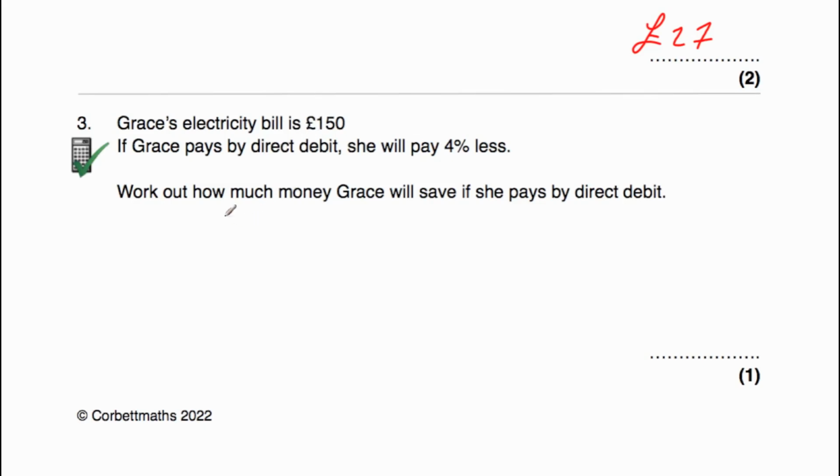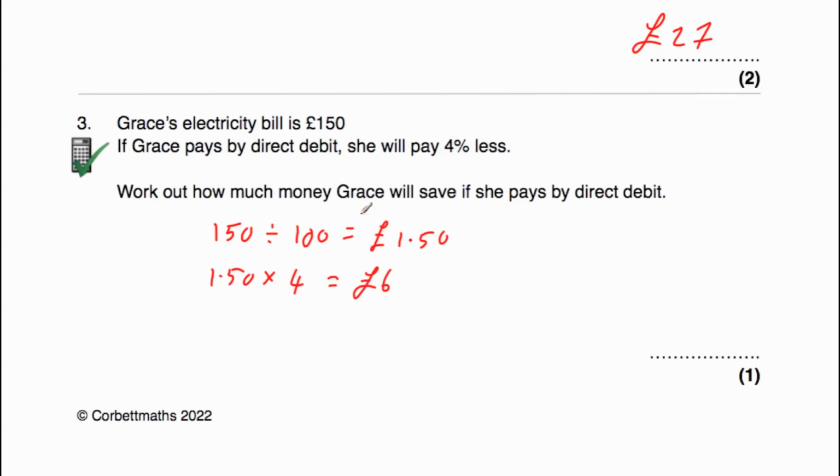So let's start by finding 1%. And this is a calculator question. So 150 divided by 100 will tell us 1%. To find 1% of a number, you divide by 100. And that's 1.5 or £1.50. And that's 1%, but we want 4%. So we're going to take the £1.50 and multiply that by 4. And whenever we do that, we get 6. So that means that 4% of £150 is £6.